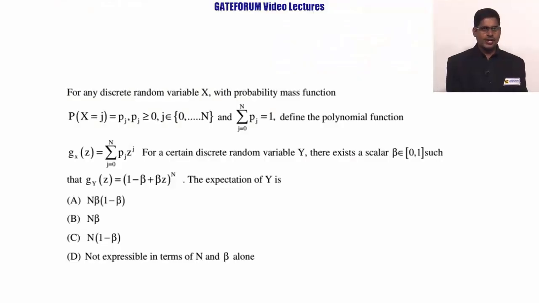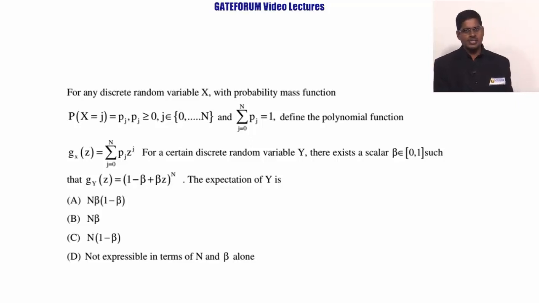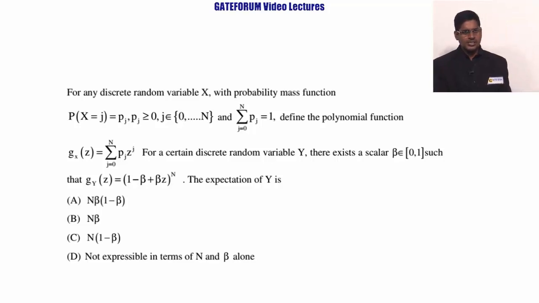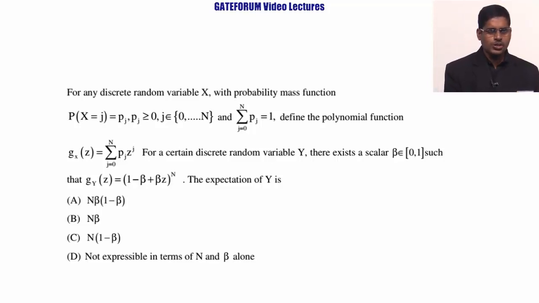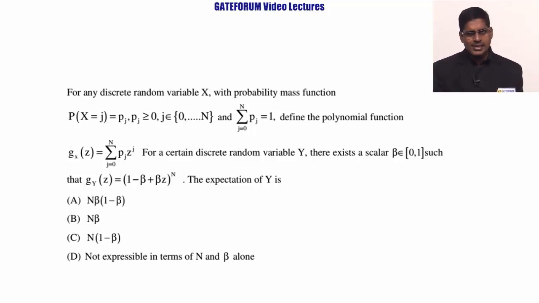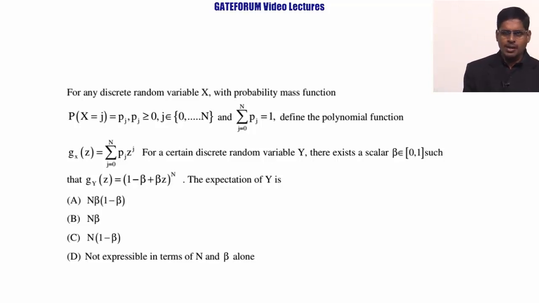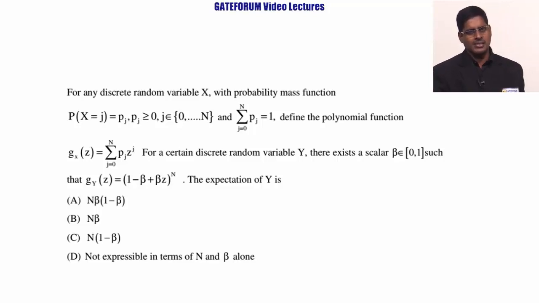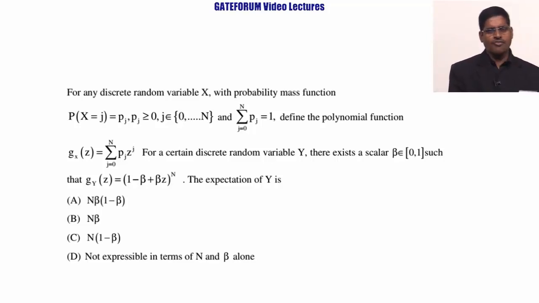The question is, for any discrete random variable x with probability mass function P of x equal to j is equal to pj, with pj greater than or equal to 0, j belonging to the set 0 to capital N, and summation j equals 0 to N of pj is equal to 1. Define the polynomial function gx of z equals summation j equals 0 to N of pj z to the j. For a certain discrete random variable y, there exists a scalar beta belonging to the closed interval 0, 1 such that gy of z is equal to (1 minus beta plus beta z) whole to the power n. The expectation of y is.